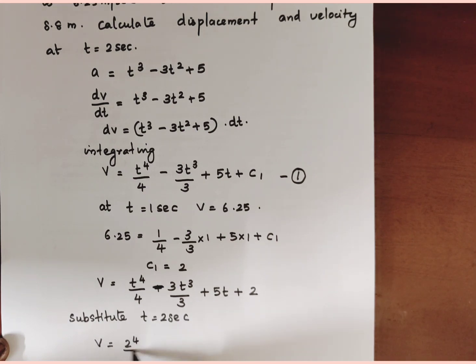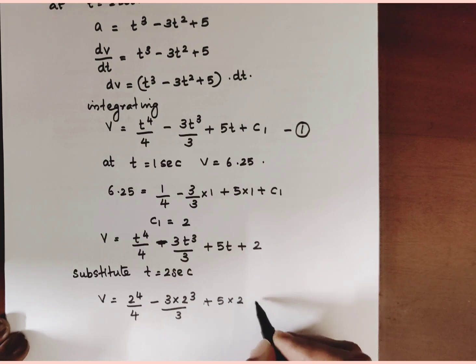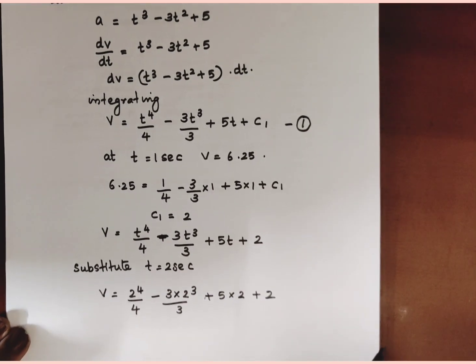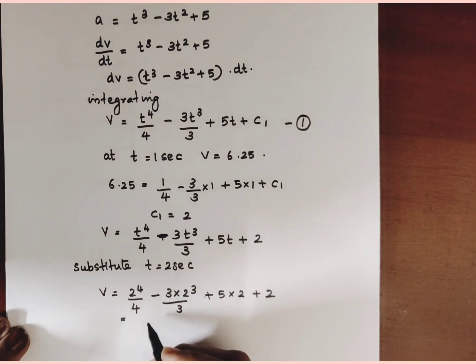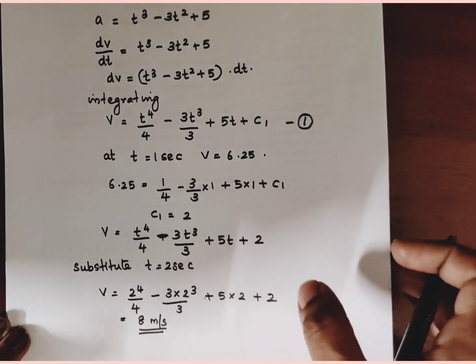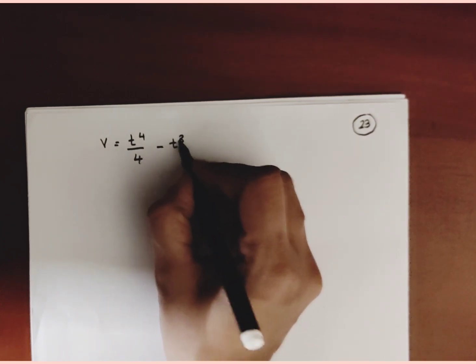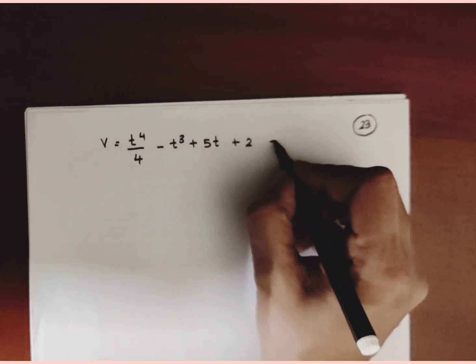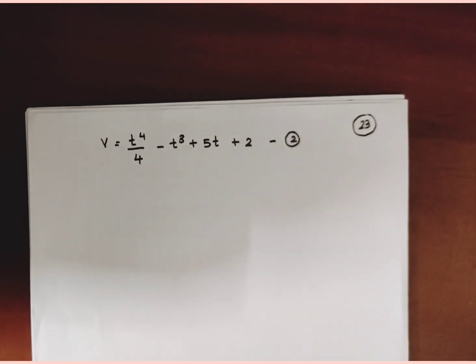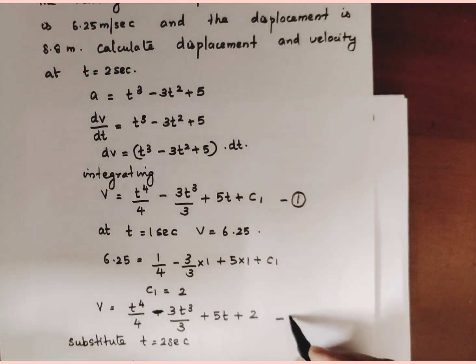So velocity is equal to 2 raised to 4 by 4 minus 3 into 2 cube by 3 plus 5 into 2 plus C1. C1 is 2. So here the velocity is 8 meter per second. So next you have to calculate the displacement when t is equal to 2 seconds. So here you have to start with the equation for velocity. So the velocity equation is t raised to 4 by 4 minus t cube plus 5t plus 2. You can assume this as equation 2.